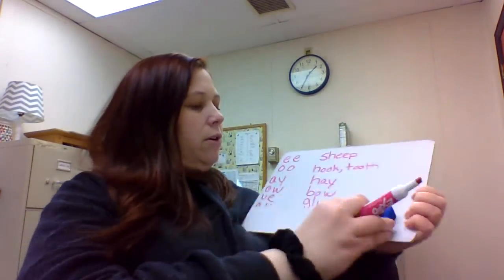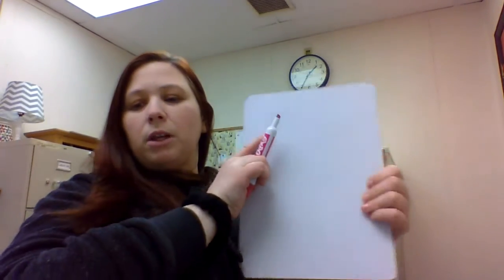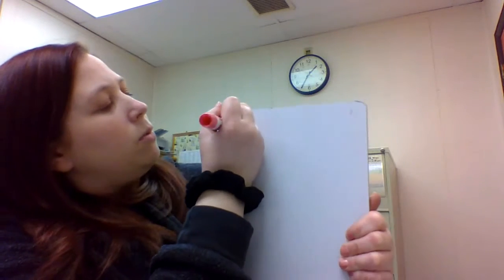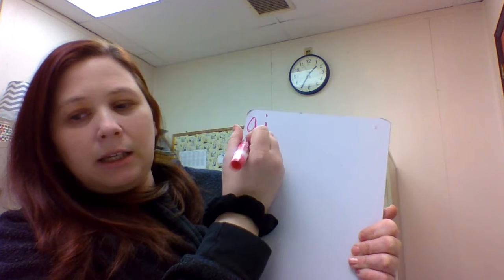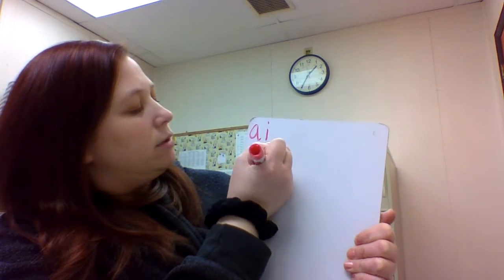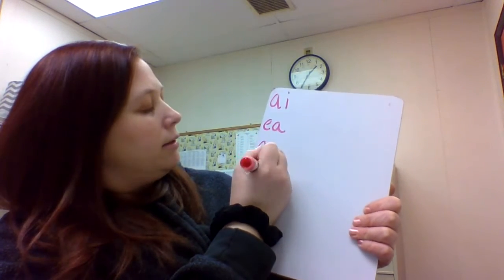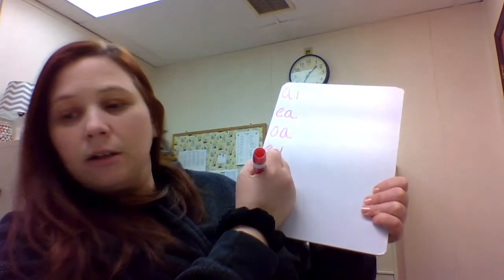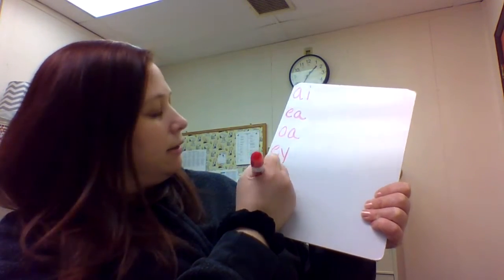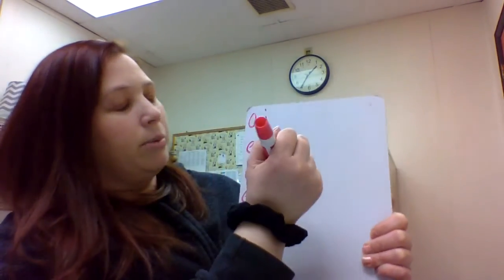Let's go over another set of our vowel digraphs. I actually want to turn my page like this. We have the AI. We have EA. We have OA. EY. IE. EI. And EW. So let's talk about our picture cards for these.